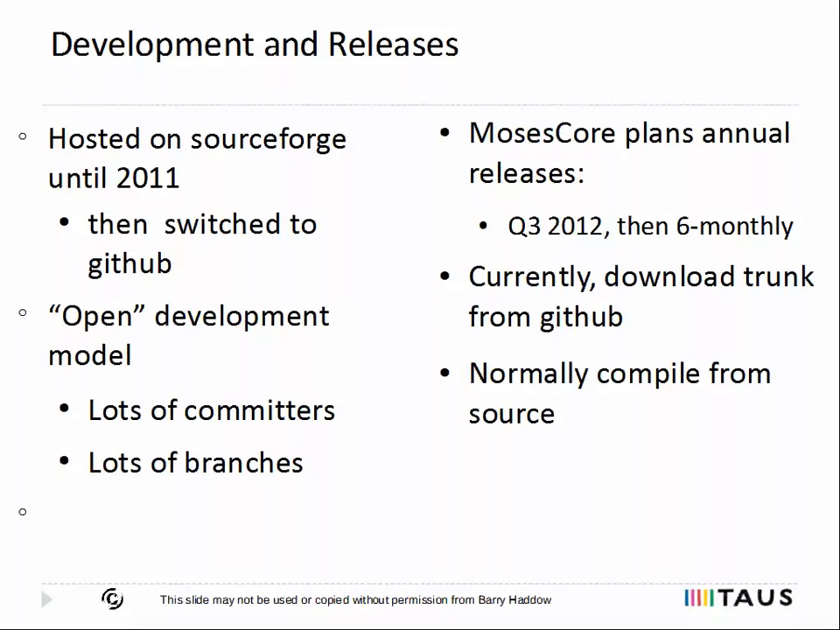I mentioned MosesCore a couple of slides ago, and one of the aims of MosesCore is to actually improve the testing and release process of Moses. So this would involve improving the test coverage. At the moment there's some system tests, but there's very few unit tests. And it would also involve actually having annual releases starting in the first quarter of 2013, although in practice we'll probably have releases at least 6 monthly, starting in late 2012.